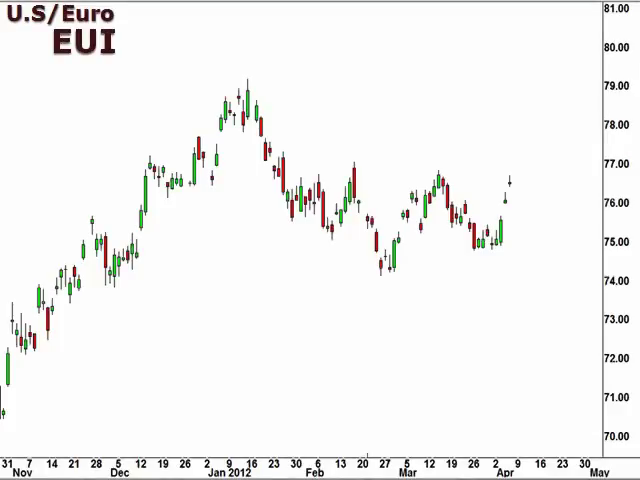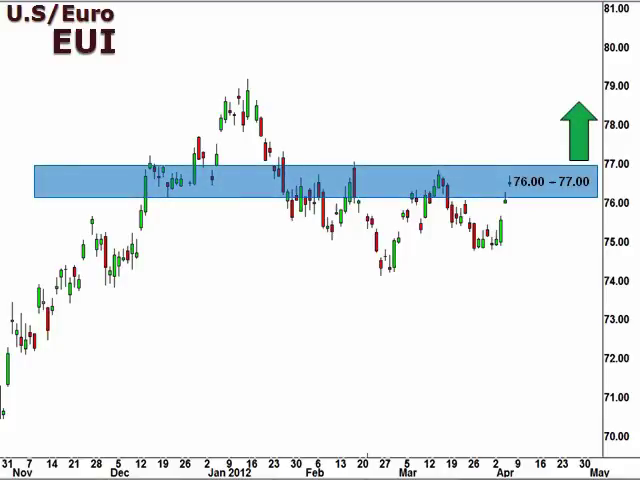Next up, the EUI, the US dollar versus the euro. Well, the EUI closed last week strong within the 76.77 resistance level. A break above 77 is likely to yield a continuation higher. However, we are open to a retracement lower after such a significant move to the upside.